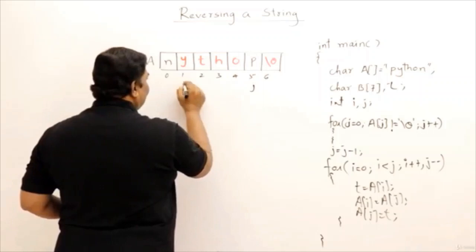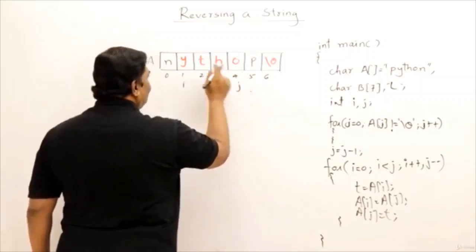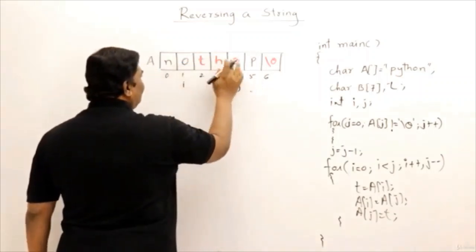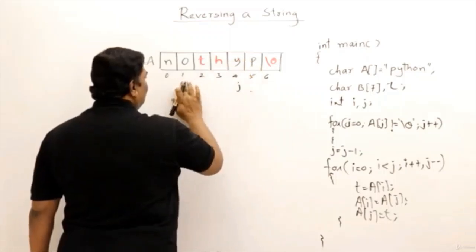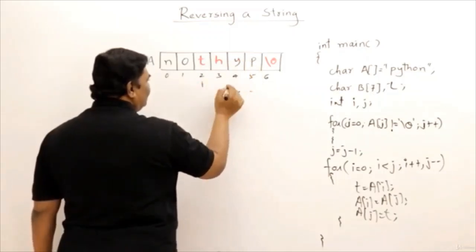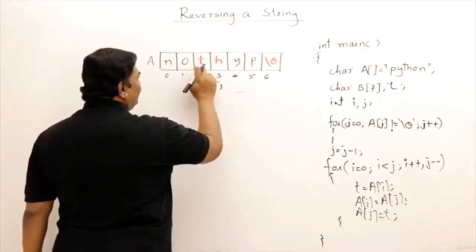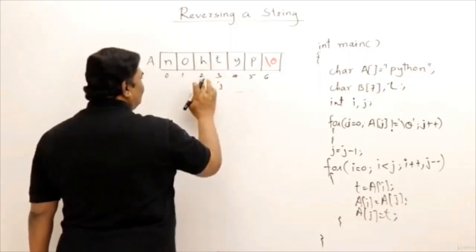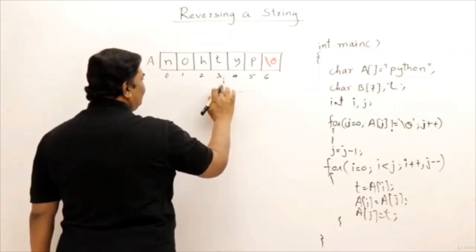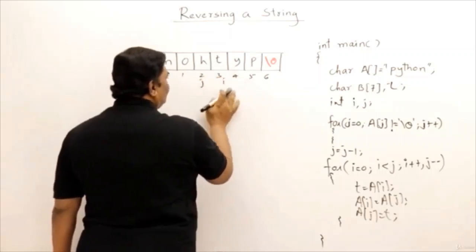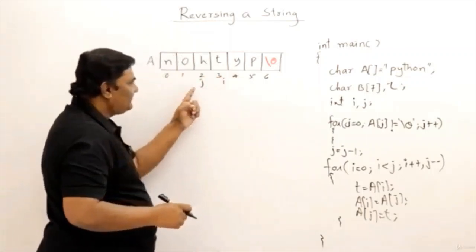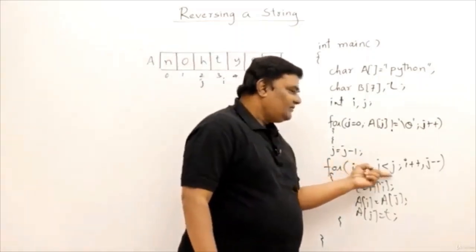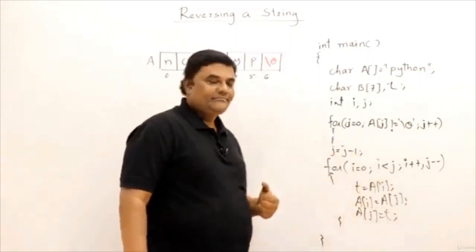Next i will increment and j will decrement. So O comes here, Y goes there. Then i increments and j decrements. So interchange this. H comes here and t goes there. Then i increments and j decrements. Now stop, because i has become greater than j. So this will continue as long as i is less than j.